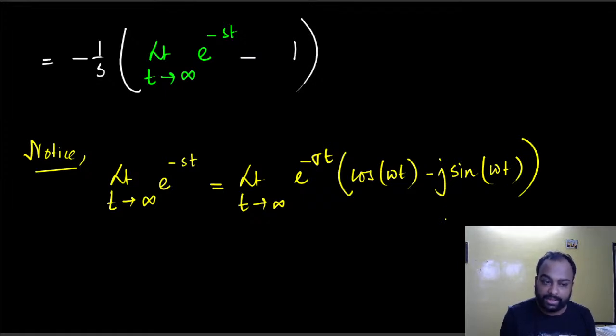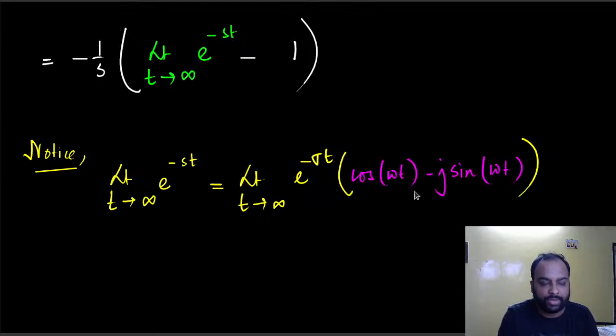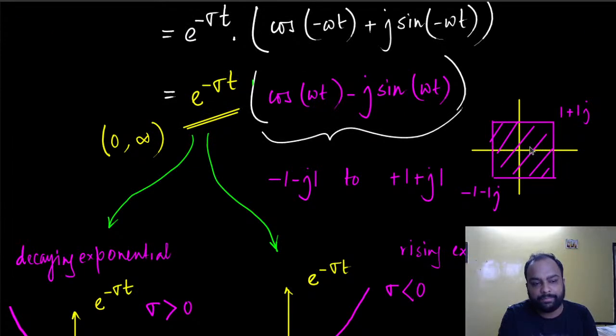So now we are calculating the limits. But now when t goes to infinity, what happens to this portion? What happens to the portion of the signal that I represent in purple? This one actually stays between these values, right? So this is minus 1 plus j. This is 1 minus j, right? So this actually stays between these values.